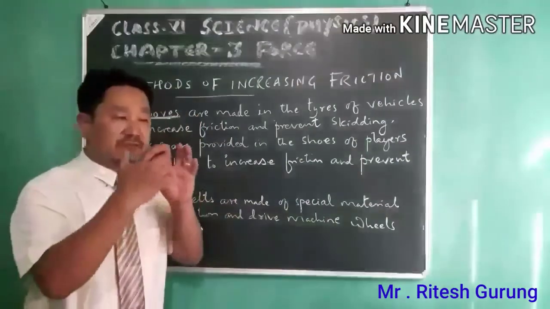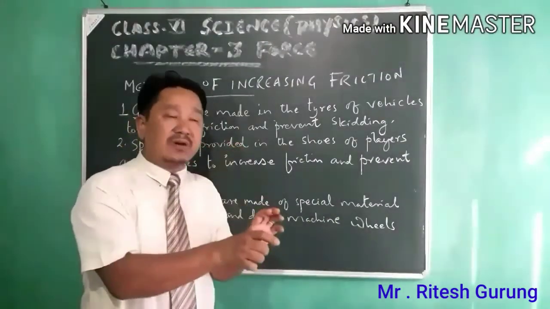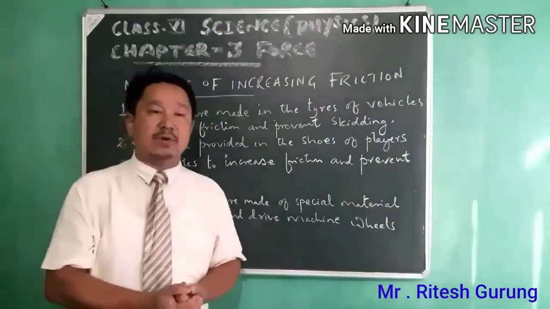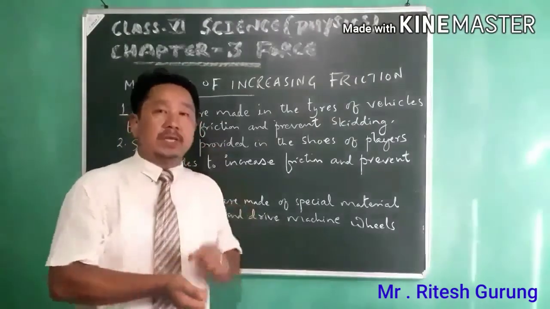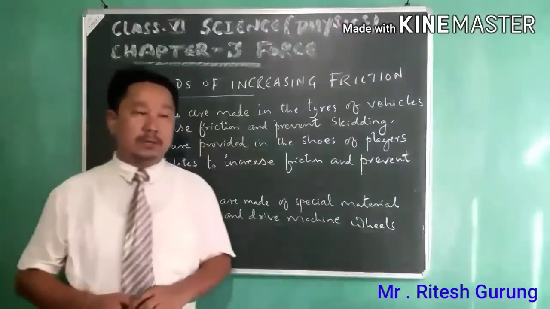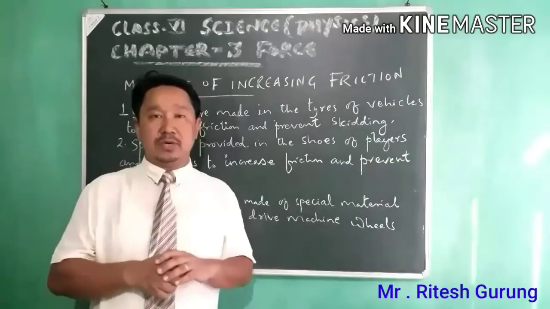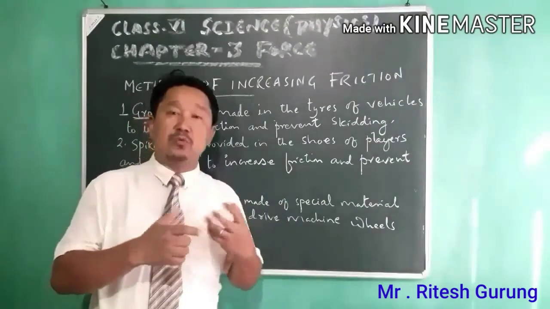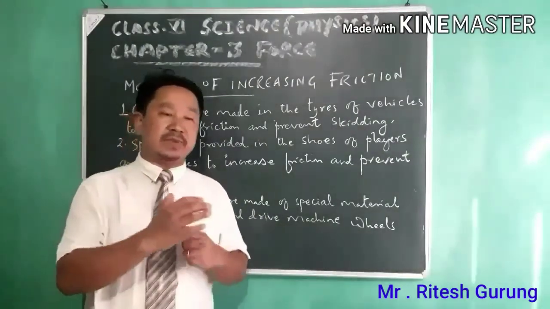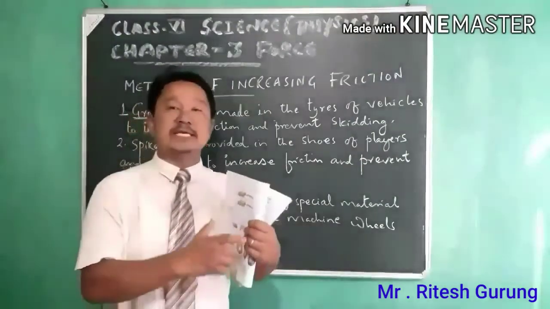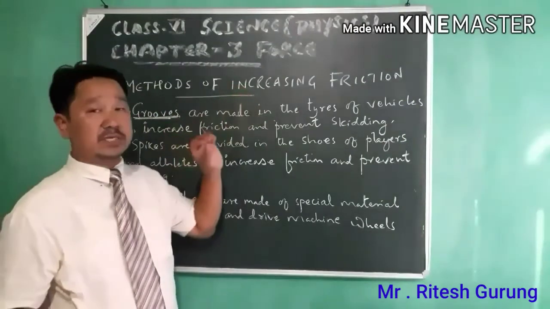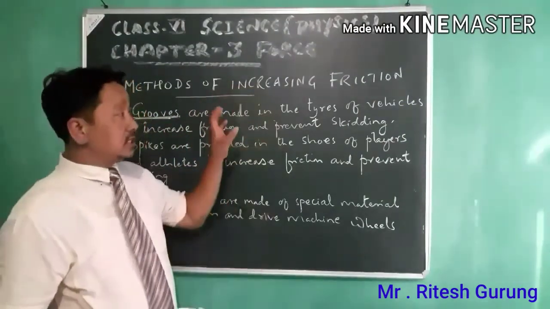Why? Because if the friction is less between the tires of a vehicle or bicycle, whichever it is, and the road, then the vehicles might skid, especially during the rainy season when the road is very slippery. When the road is wet, the friction may be very less. Consequently, the tires may skid. So the grooves prevent skidding, and the friction in this case is very much helpful, so we need to increase it there.